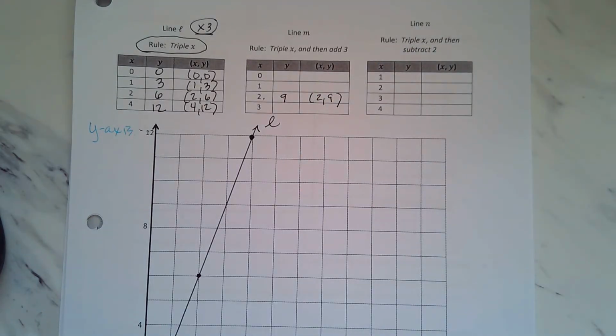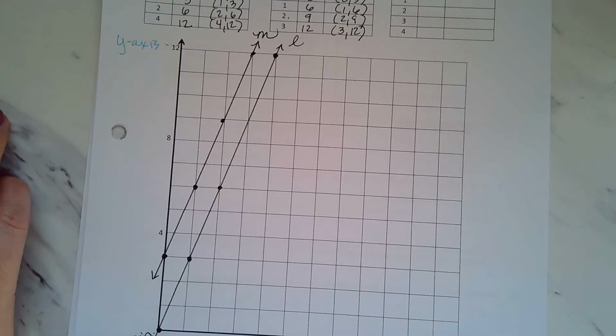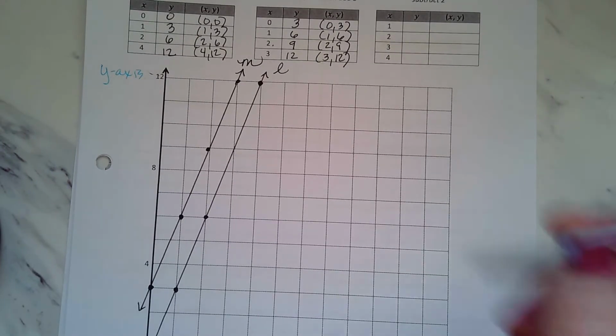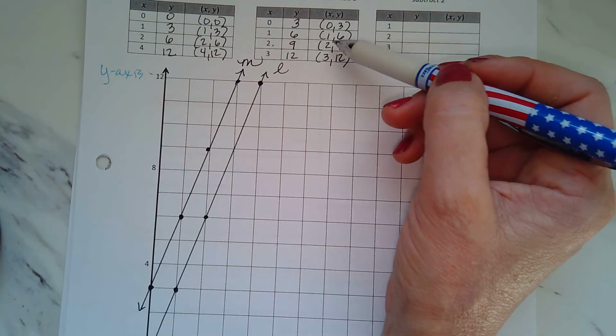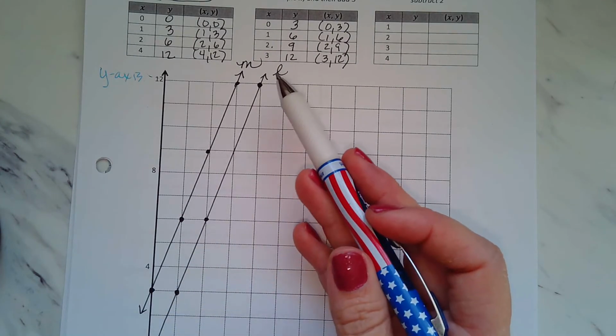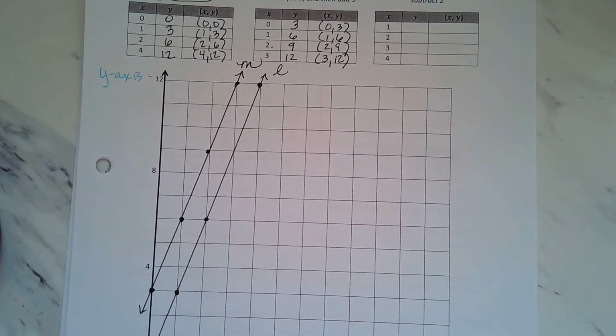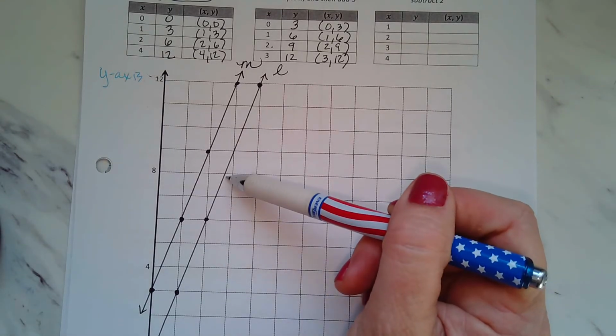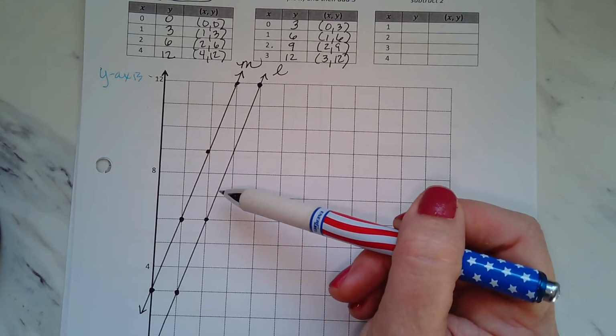All right, fill in the rest of the missing y coordinates in the chart for line M. Plot each point from the chart, then use your straight edge to draw line M. Come on back when you're done. All right, did you end up with 0, 3, 1, 6, 2, 9, 3, 12? Did you plot your points and draw your line and label it? All right, what do you notice about lines L and M?